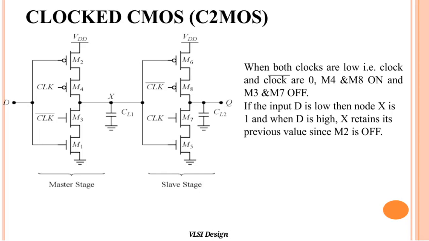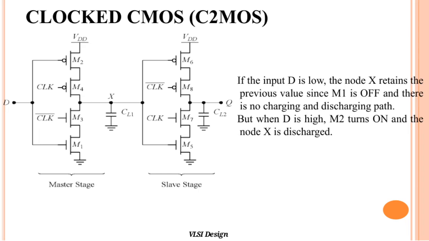Here we're looking at clocked CMOS or C2MOS. When both clock signals are low, meaning clock and clock bar are at 0, transistors M4 and M8 turn on, while M3 and M7 turn off. Now, if the input D is low during this time, node X will go to a high state, or 1. But if D is high, node X holds its prior value because transistor M2 remains off. This behavior is crucial for controlling the state retention in the circuit. Understanding how the clocks influence these transistors helps us design reliable VLSI circuits that perform correctly with precise timing.